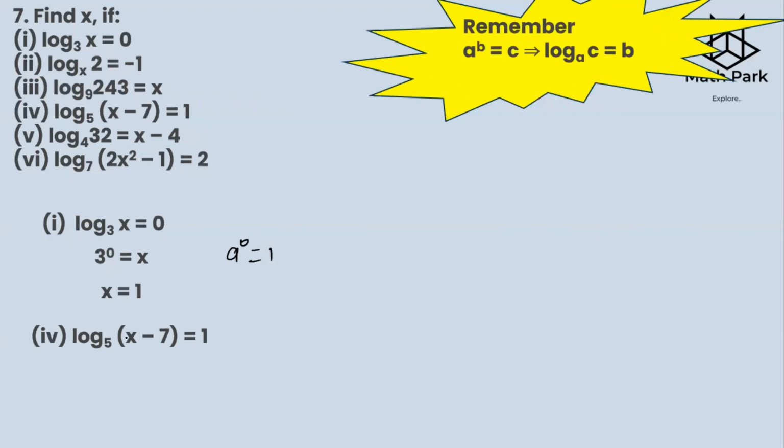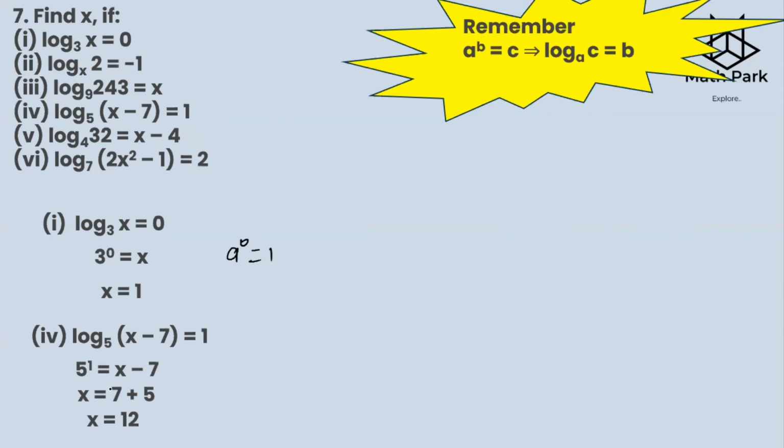Or log of x minus 7 to base 5 equals 1. Writing in the exponential form, we get 5 to the power 1 is equal to x minus 7, and 5 to the power 1 is 5. Shifting this minus 7 over here, you get x is equal to 5 plus 7, which is 12. So this is how you get x is equal to 12.